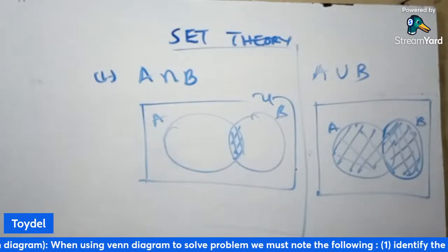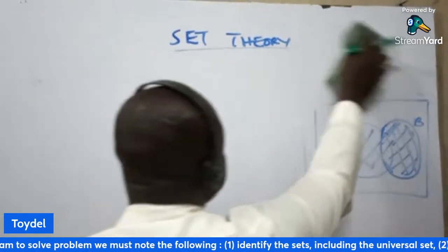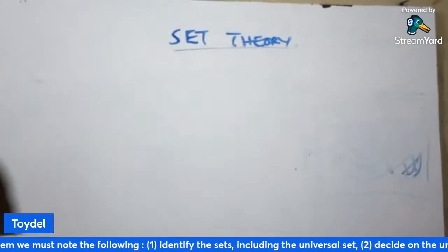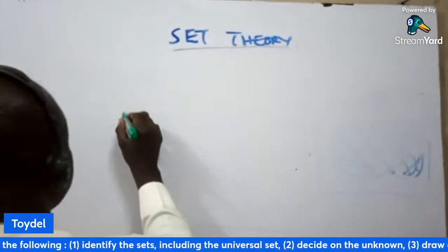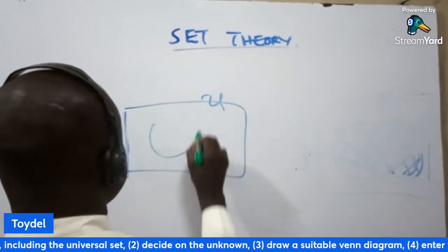Then if you want to have the intersection of A and A prime, this is what you have. When you have, let's say this is the universal set, then this is set A.